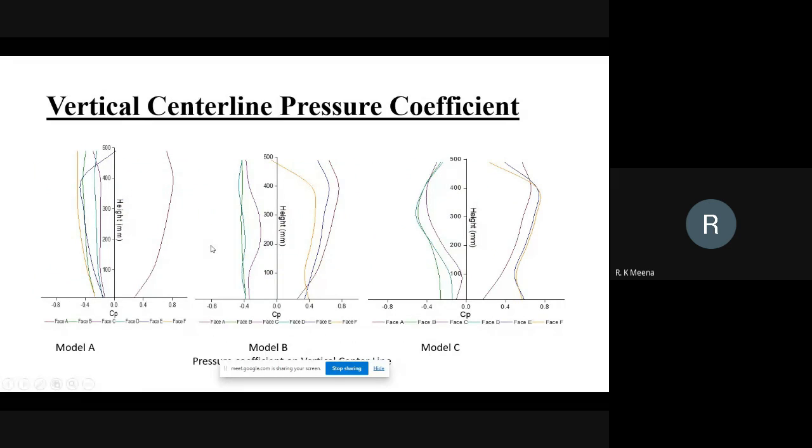And these are the vertical center line pressures for every model. For model A, we can see that only the windward phase A is positive, meaning it is getting the air directly on the windward face, and the other phases are negative, meaning all the phases are in suction. For the rest of the models, B and C, three phases are positive and three phases are negative. And there is somewhat the same pressure distribution for phase C for both model B and model C.